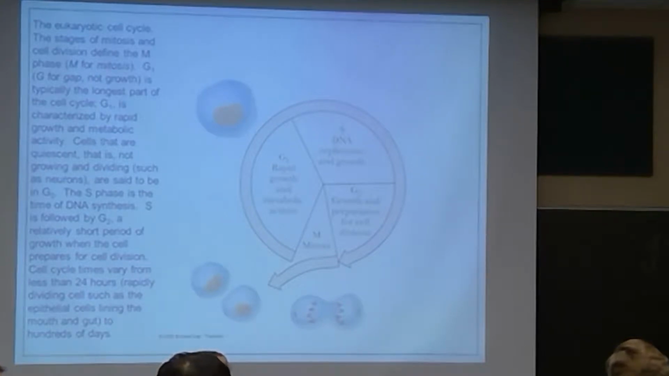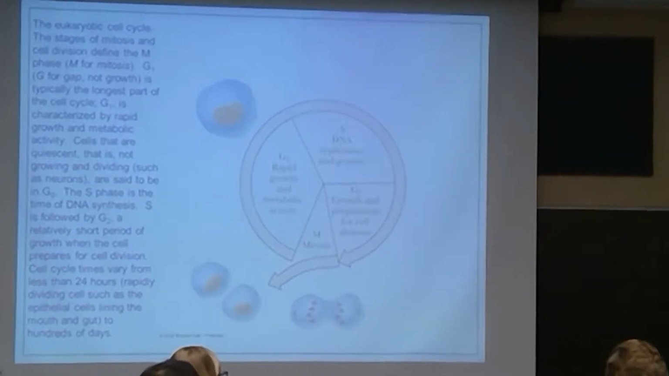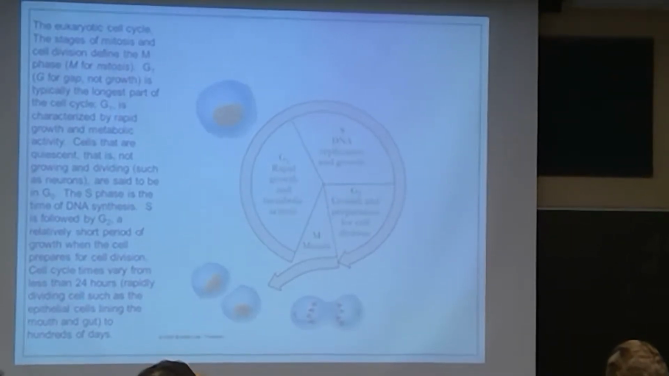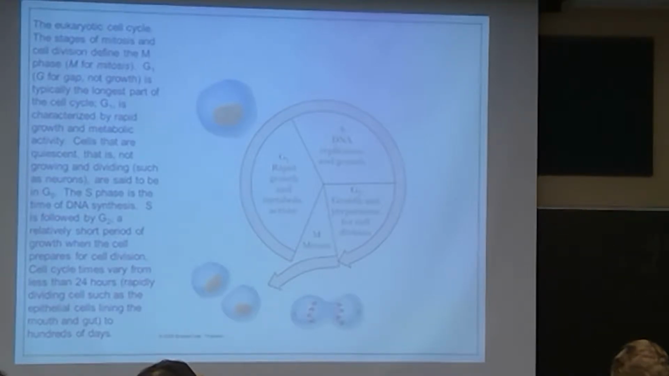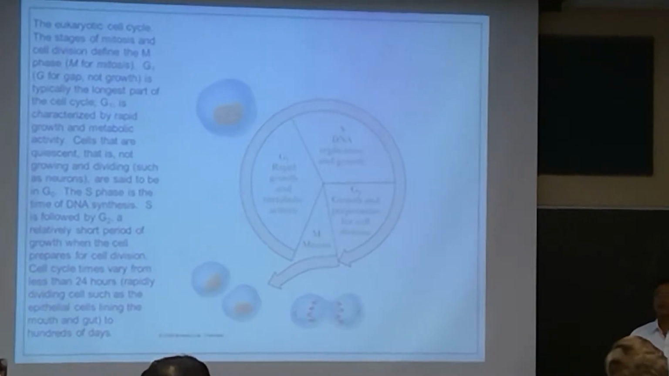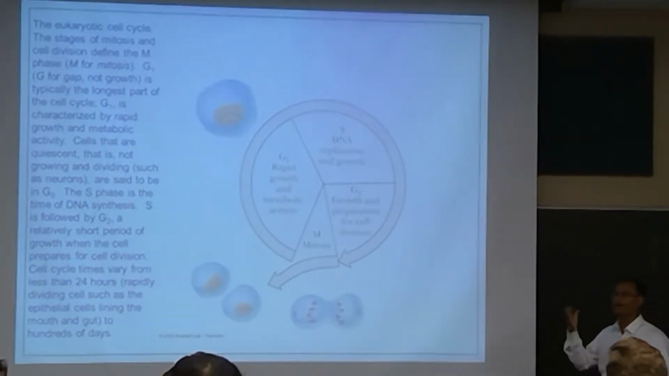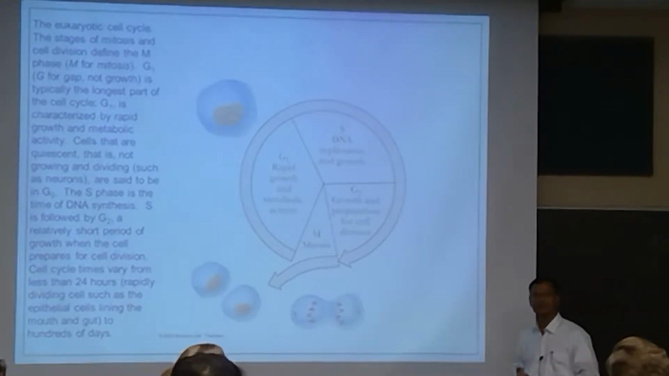P53 is a tumor suppressor. One of the most well-studied tumor suppressors. Correct? It's one of the most widely studied tumor suppressors because if this particular protein is mutated, then there will be cancer. Or most of the cancers have the P53 mutation.